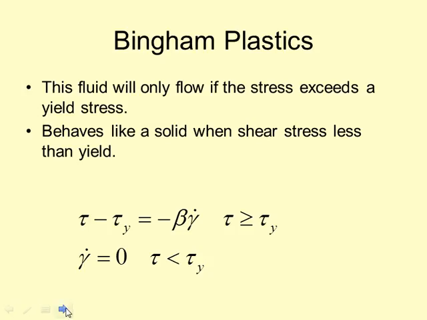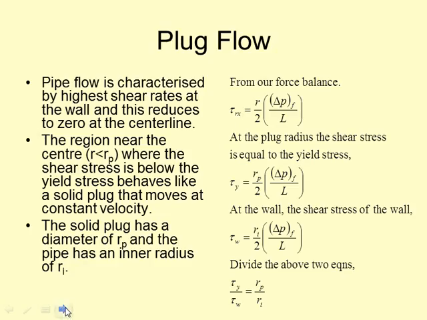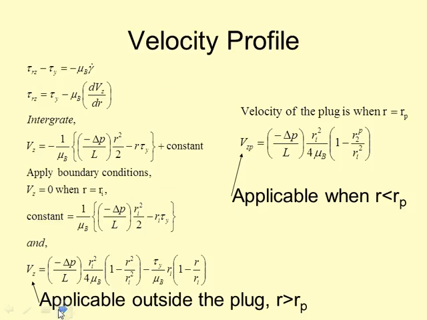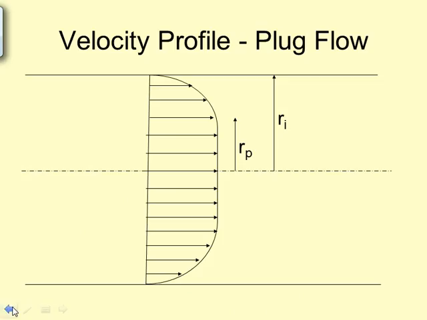Okay, final one. Bingham plastic. So again, you can work out the velocity profile. Play around with it. But it's important to note with Bingham plastic, basically there's one section, because the shear stress approaches 0 at the center line. The shear stress is highest at the wall and 0 at the center line. So when the shear stress drops below the yield limit, it behaves like a solid. And here it behaves like a fluid.